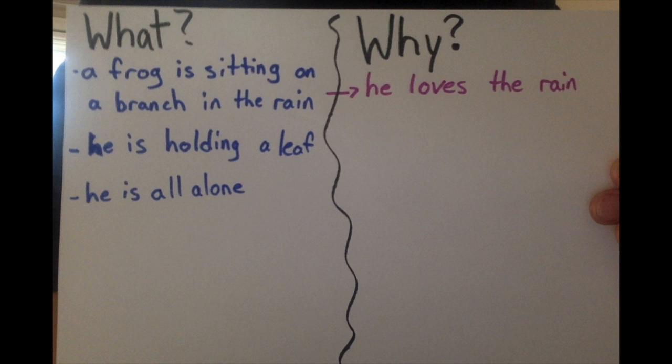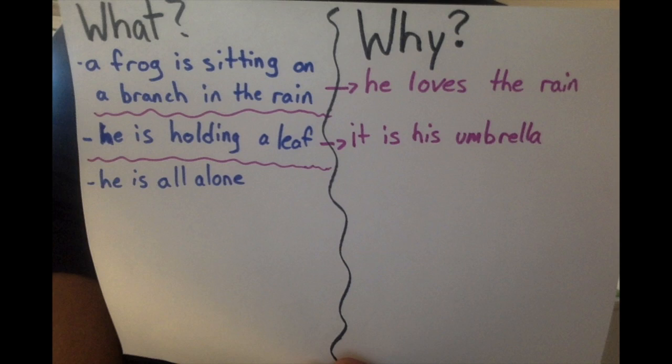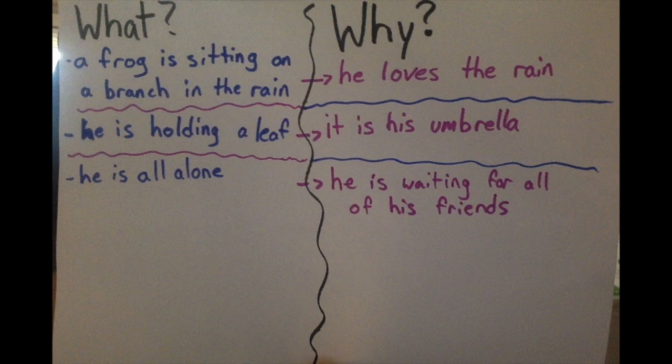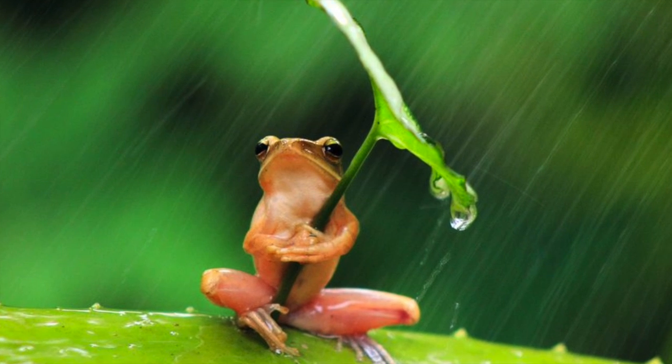Next, I have to answer, why is he holding a leaf? And I think he's holding a leaf because it's his umbrella. The last question I have to answer is, why is he all alone? And I think that he's all alone because he's waiting for all of his friends. Now I could take this one step further and ask, well, why is he waiting for all of his friends? And I can answer that question by coming up with that they always play together in the rain.